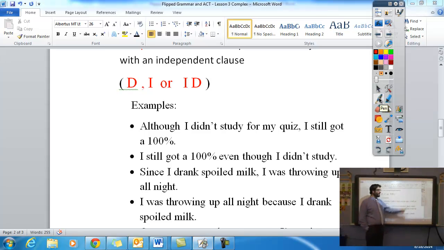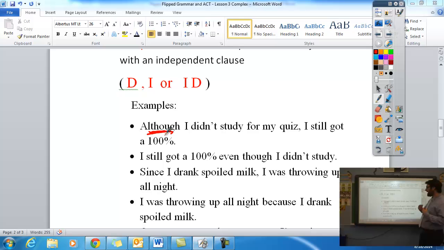Although I didn't study for my quiz, right? Can that be its own sentence? Let's even just ignore the rest of this, right? Although I didn't study for my quiz. Can that be its own sentence? No, it's not a complete thought, right? We've got the although, which makes it a dependent clause. It makes it not a complete thought. So to make this a full sentence, we need to have the independent clause to go along with it.